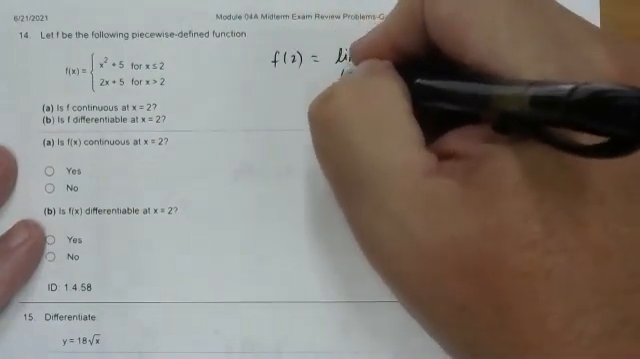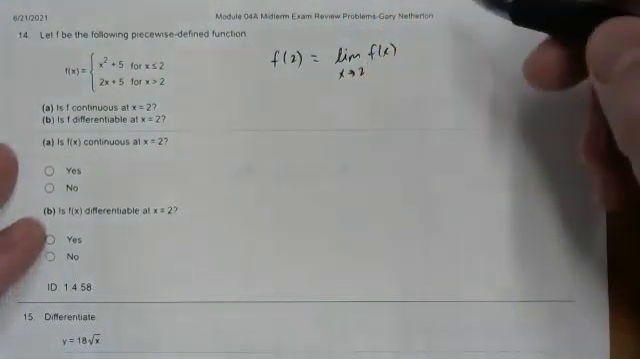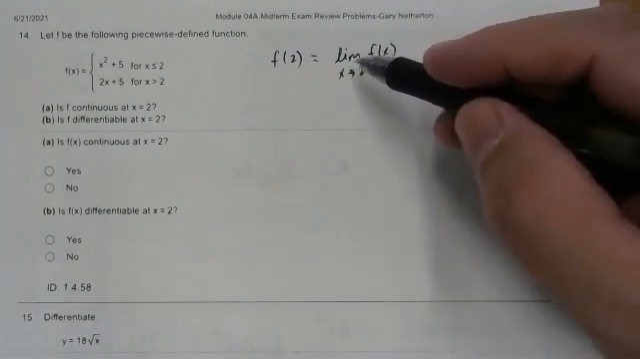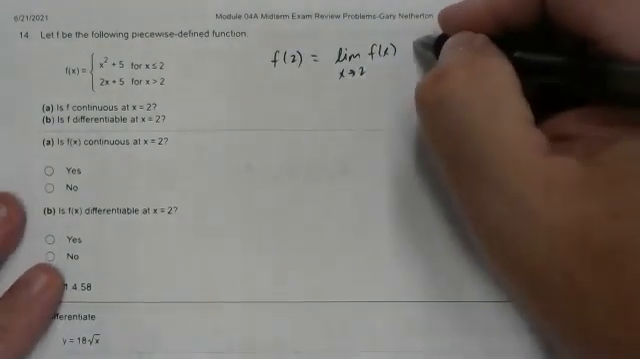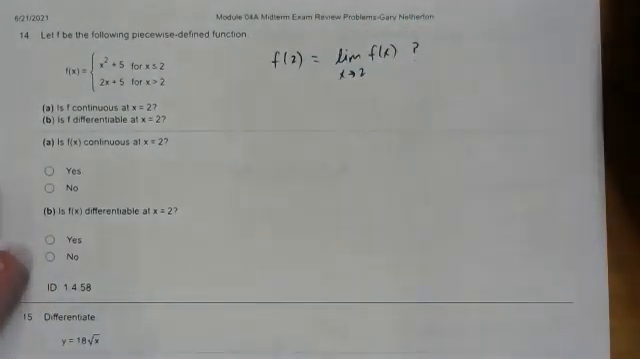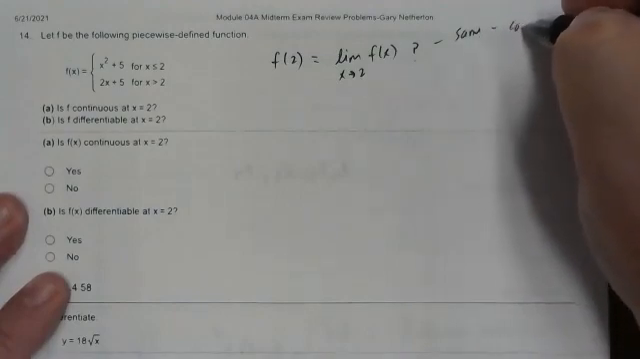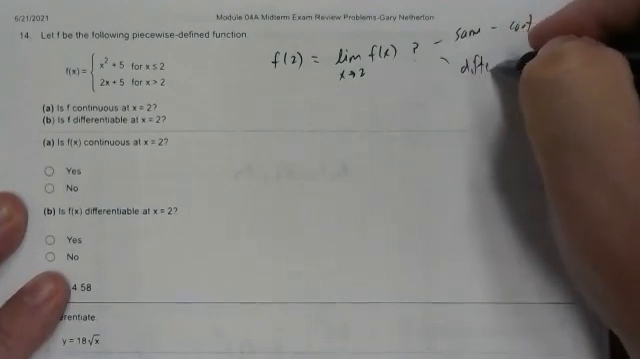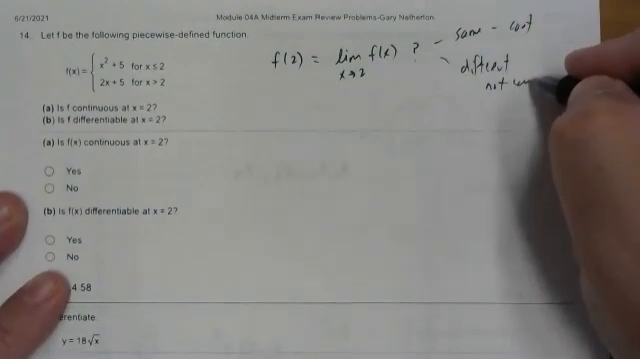And then you take the function and you see what the function equals with the limit as x approaches 2. And you compare these two numbers. And if they're the same number, then it's continuous. If the numbers are different, then it's not continuous.